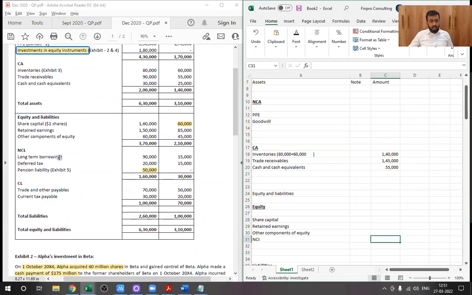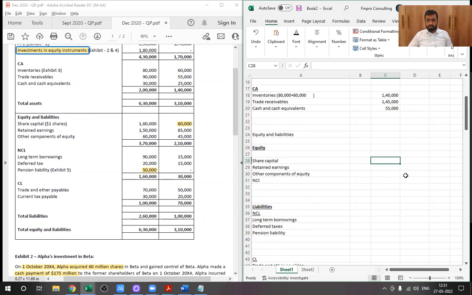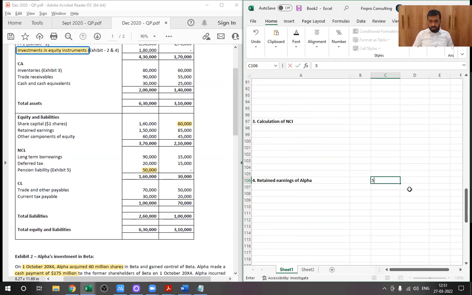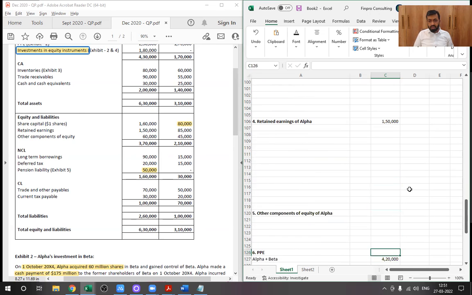Then go to the equity and liability side. Share capital of these beta, where it will go. First of all, alpha will write. So share capital in share capital. We will not add share capital of beta here. Of course, we will not. Okay. Then retained earnings, we have a separate working notes for these two, retained earnings and other components. Go to that. Retained earnings. So this is 1,50,000 and other components of equity is 60,000.